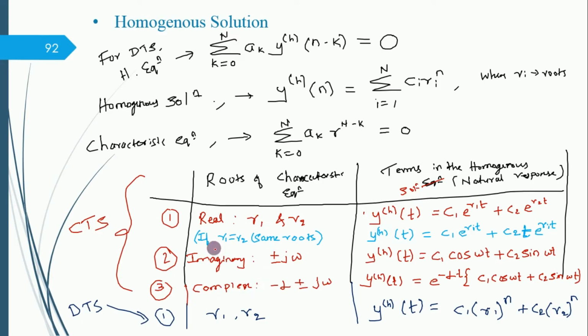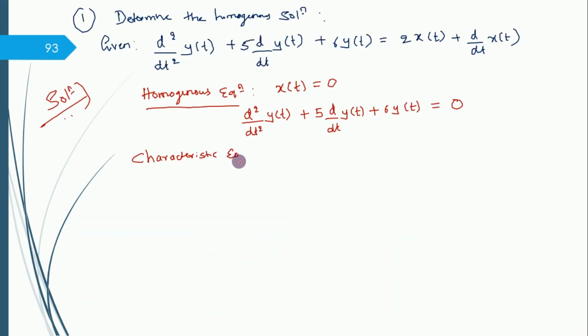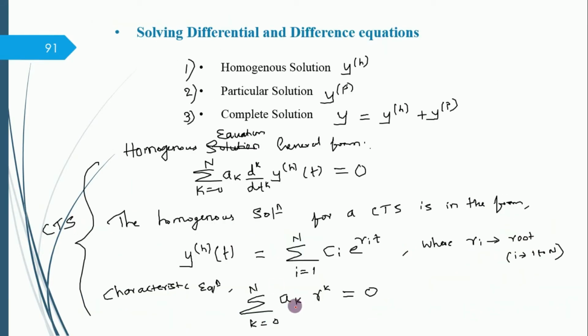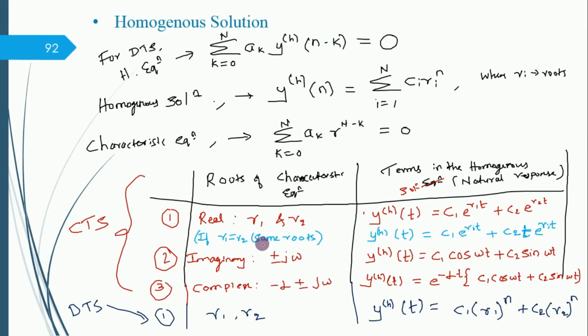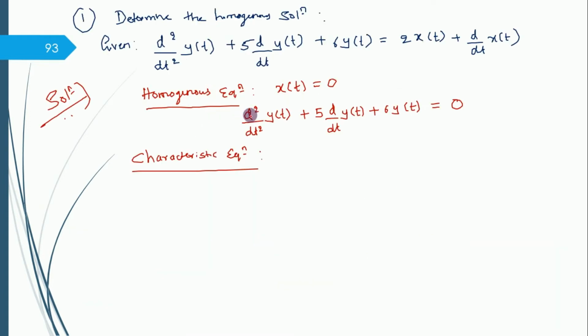So hence I write the characteristic equation first. The characteristic equation is written in the general form I had shown you here: ak r raised to k. Wherever you have d by dt raised to k, you replace d by dt with r, ak as it is. So d square by dt square should be replaced with r square, don't write y of t, plus 5 into d by dt should be replaced with r, plus the term with no derivative, just write the constant 6. This is your characteristic equation.